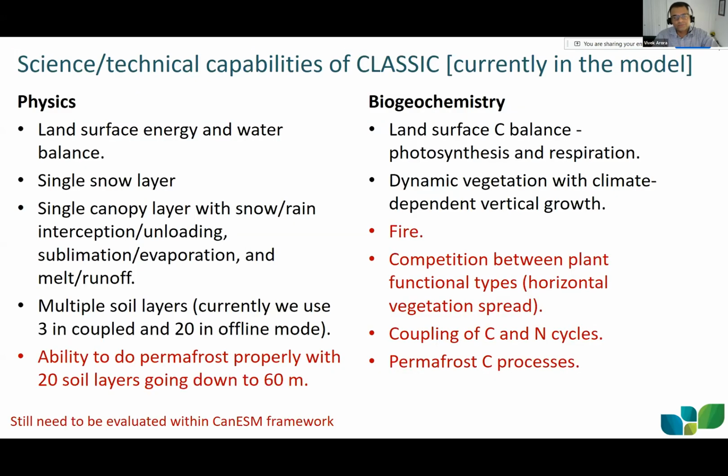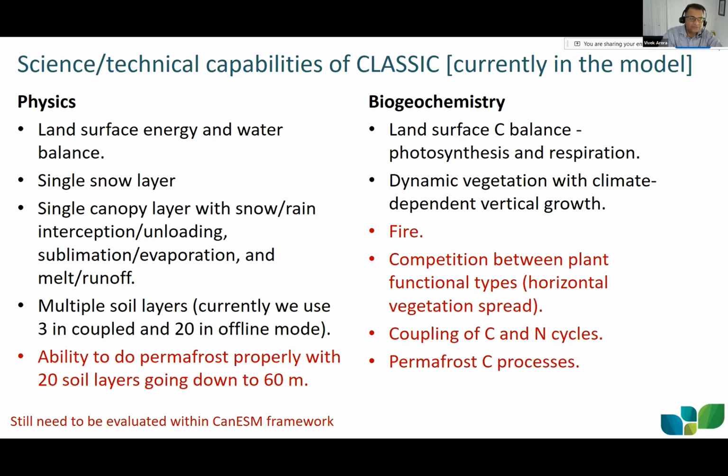Okay, so in terms of science and technical capabilities of Classic, which we currently have in CanESM5, of course, on the physics side, the land surface component has to do energy and water balance. There's a single snow layer, there's a single canopy layer, and of course, snow and rain being intercepted at the canopy, the sublimation of snow, evaporation of intercepted water from the canopy, and then the snow melt and runoff. The model has the capability to use any number of soil layers, but up until CanESM5 and for CMIP6, we used 3 soil layers.